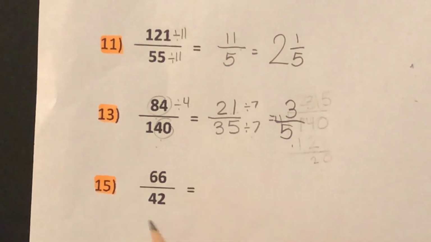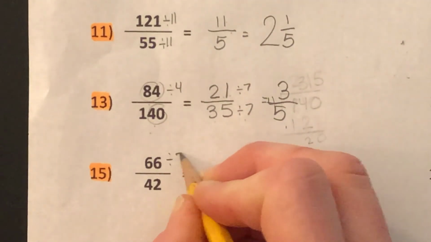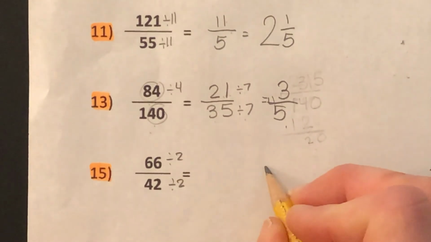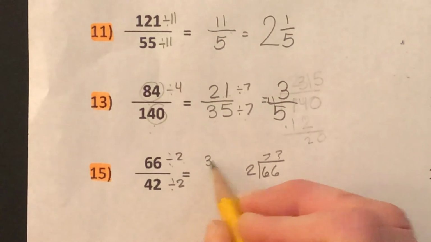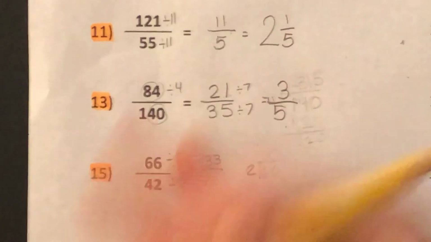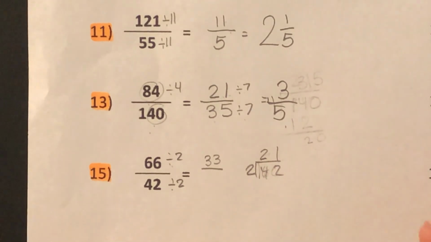Now let's look at 66 over 42. I'm not going to necessarily use the biggest number I know that will go into those. Let's say that I look at that and I recognize instantly that 2 will go into it. They're both even. So then I'll reduce by 2. 66 divided by 2, well that's easy, 33. This is another easy one. 2 goes into 4 2 times, into 1 1 time, 21.